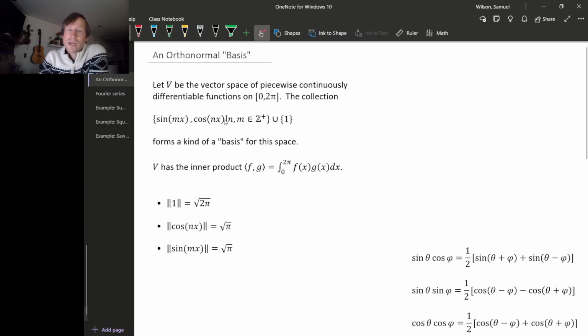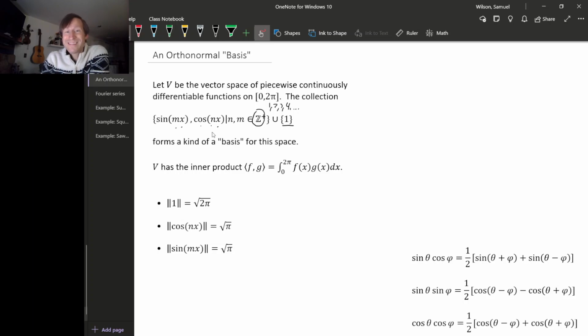So it turns out that this collection of functions, the constant function 1, together with sine of mx and cosine of nx, where m and n are just positive integers, so Z plus, the positive integers 1, 2, 3, 4, and so on. It turns out these functions form a basis for this space, and I'll say what I mean by that in just a second.